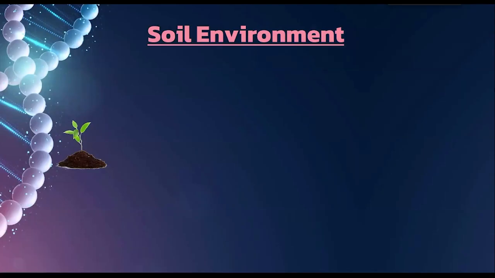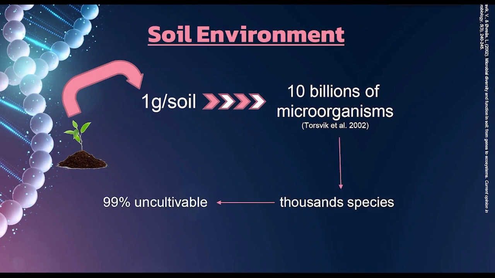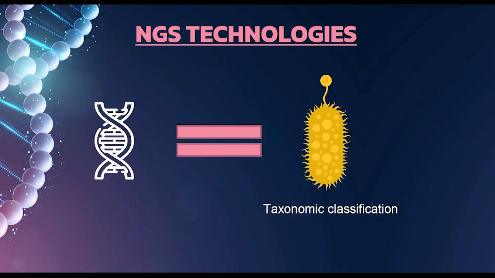However, the study of microbial communities is a challenge nowadays because per 1 gram of soil you can find billions of microorganisms, so it's crazy, with thousands of species. Most of them are uncultivable. However, the development of NGS technologies has changed this, and now from one DNA molecule you can get the taxonomic classification of these microorganisms.